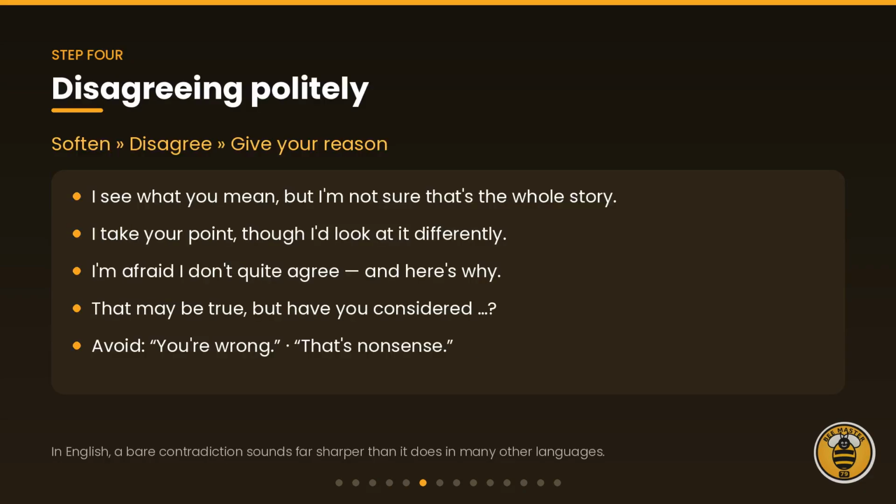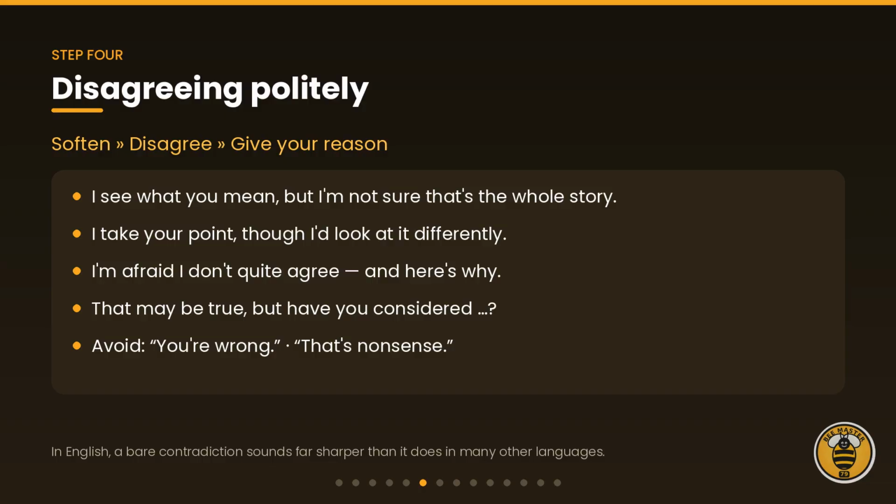Disagreeing politely. The safe pattern has 3 steps. First soften, then disagree, then give your reason. For example, I see what you mean, but I'm not sure that's the whole story. I take your point, though I'd look at it differently. I'm afraid I don't quite agree, and here's why. That may be true, but have you considered?